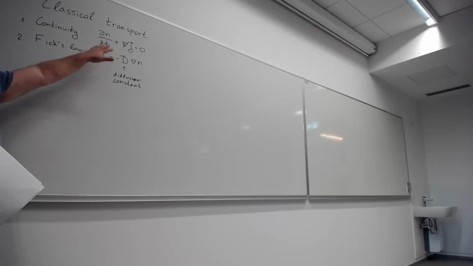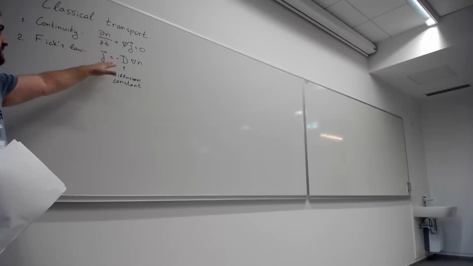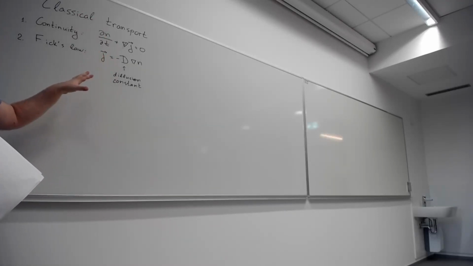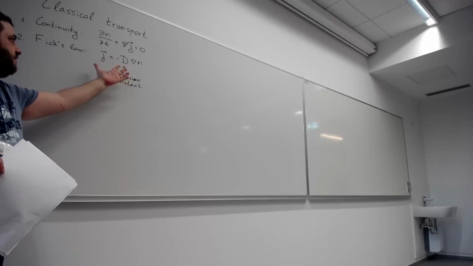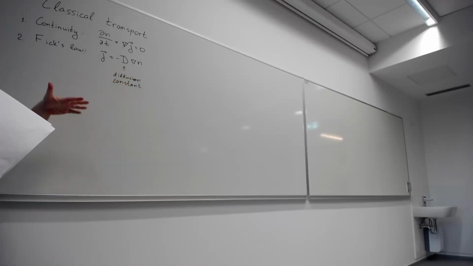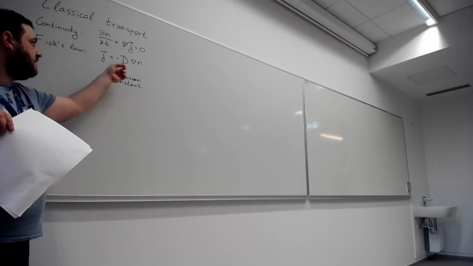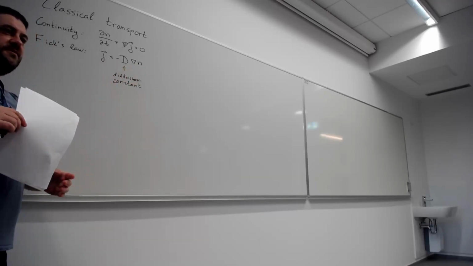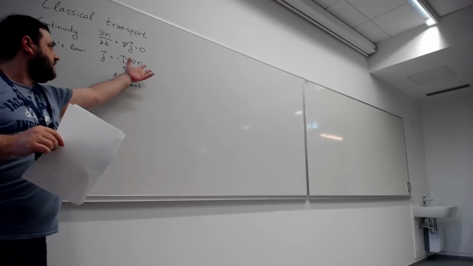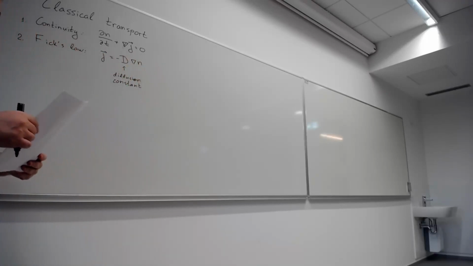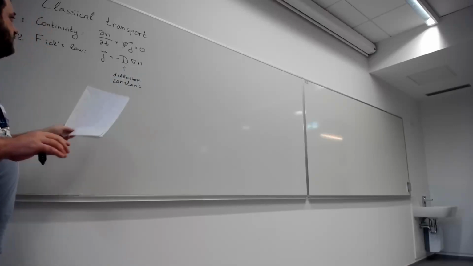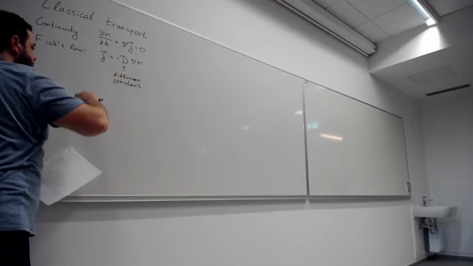Of course, the first relation is exact. The second one is approximate. It's valid more or less in situations when these gradients are small and the current is also small. So it's like a linear response thing. In principle, it can be more complicated here, but for weakly non-equilibrium situations, this relation holds.